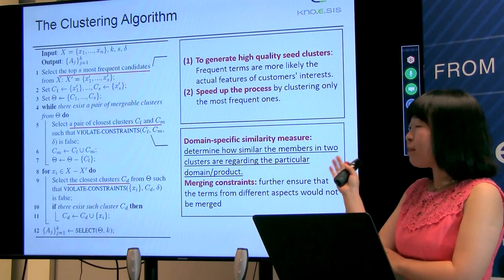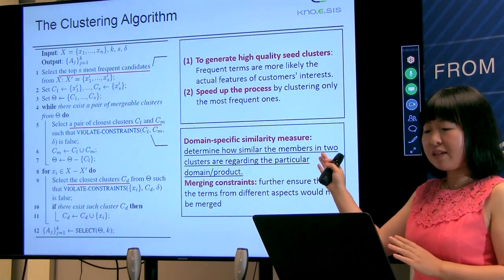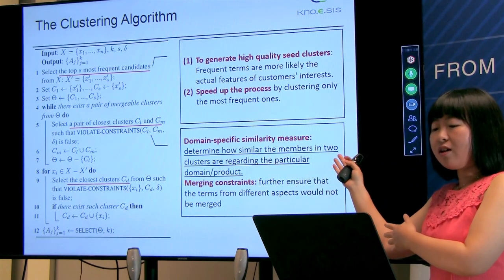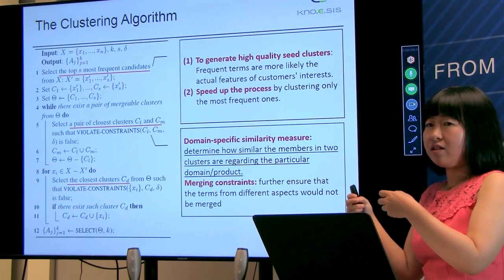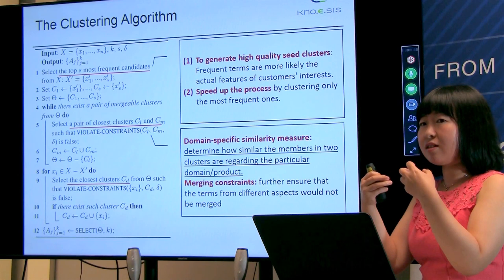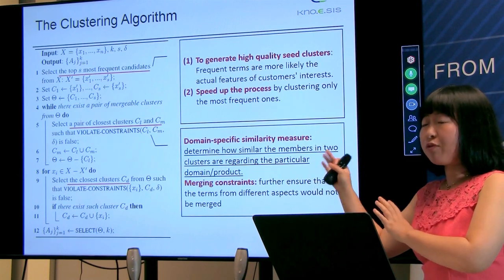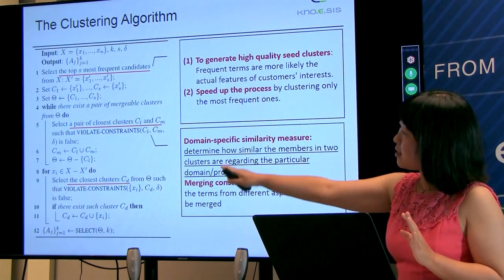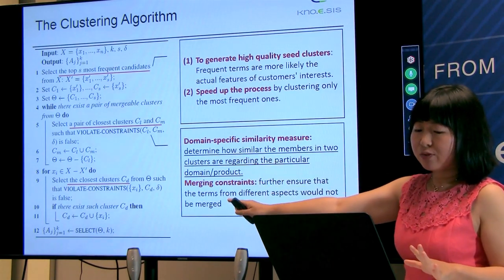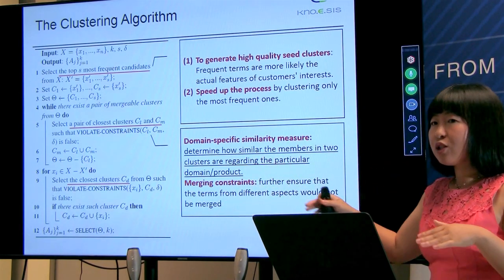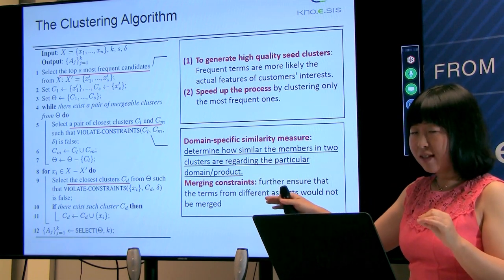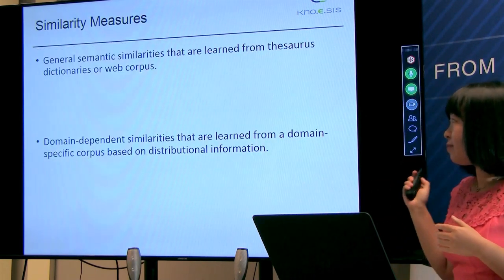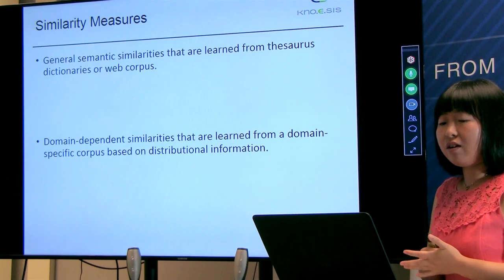And then the most important thing here is that we propose a domain-specific similarity measure. When we try to find two closest clusters, we have this measure which determines how similar or how relevant the members of these two clusters are in this particular domain or product. I will show examples later, but I will focus on this part. If you look at this whole clustering process, after finishing clustering we will have some clusters, right? So we select the top K most frequent ones as the aspects, and the features included in these clusters are identified as features. Now I'll focus on the domain-specific similarity measure.